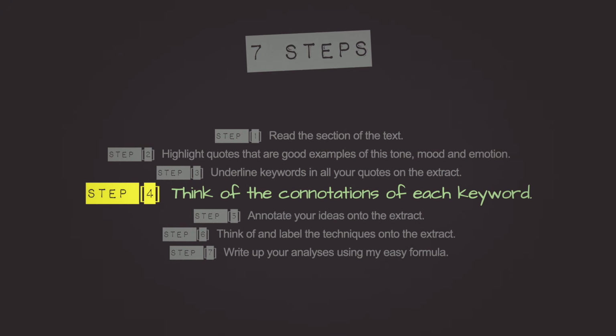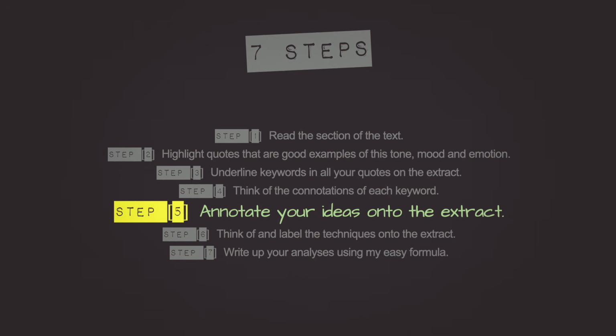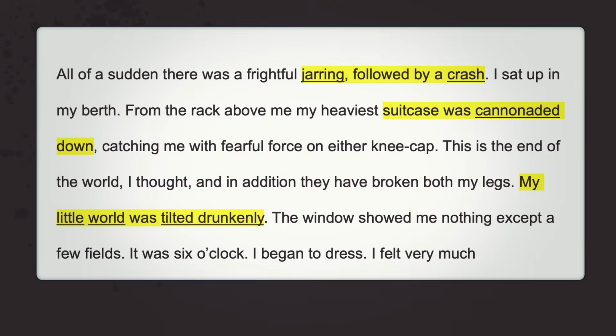Okay, time for step 5. Annotate your ideas onto the extract. For each key word, note down 1 or 2 ideas near each one. You can use a short arrow or line pointing to each keyword if you want. Instead of making separate mind maps for every keyword, let's be honest, no one's got time for that. Just scribble your ideas straight onto the extract like this. It's quicker, clearer, and actually useful.